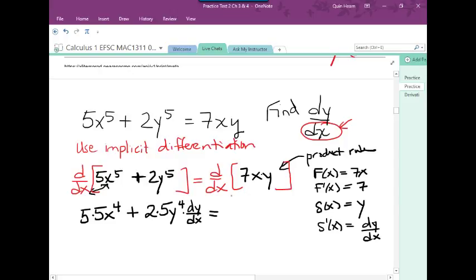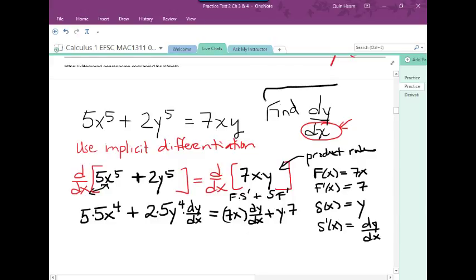So I'm going to use my product rule. I'm going to say first times the derivative of the second plus the second times the derivative. I'm sorry, I just wrote it wrong. Hold on. Plus the second times the derivative of the first. And that's going to be 7x times the derivative of the second function, which is just dy dx, plus the second, which is y, times the derivative of the first, which is 7. Okay?